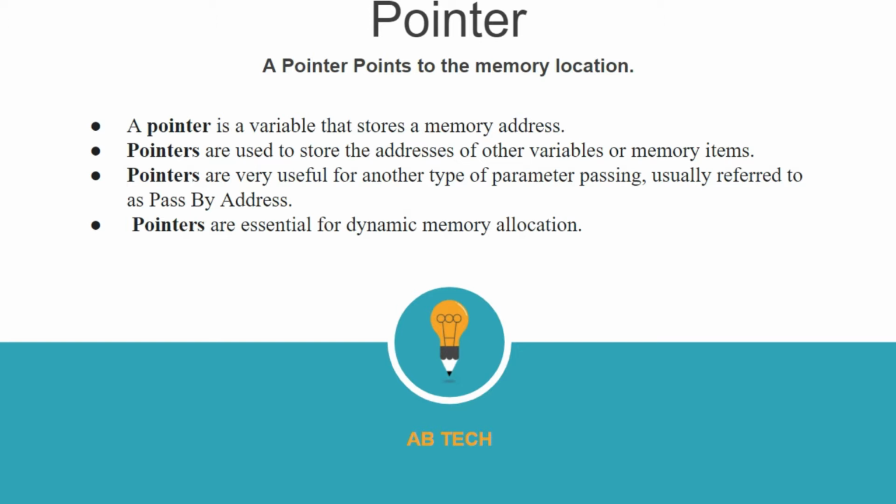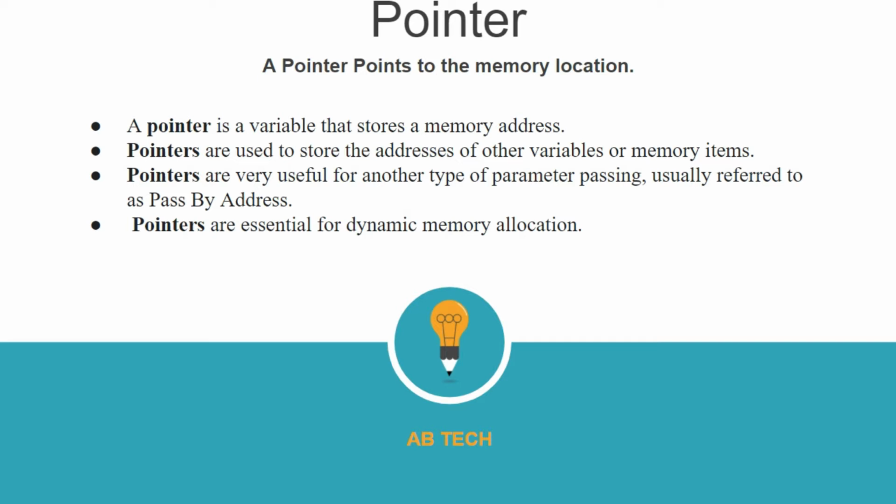And pointers are very useful for another type of parameter passing, as we know that there are two ways of passing parameters to a function. One is call by value and another is call by reference, or we call it call by address. Okay, so pointers are used when we are using call by address or pass by address, one and the same thing. And pointers are essential for dynamic memory allocation. So if you want to allocate memory dynamically to a variable, you will need to use pointers. Okay, so this is the basic introduction of pointers.